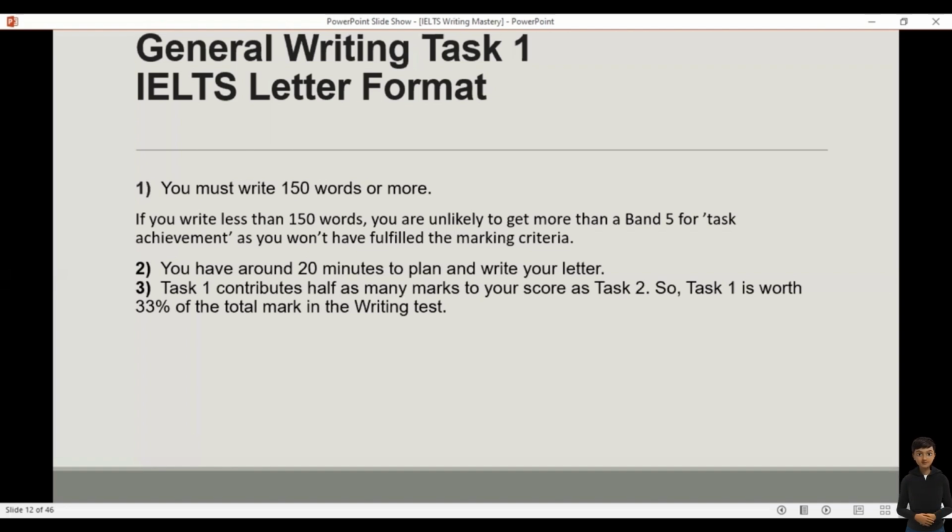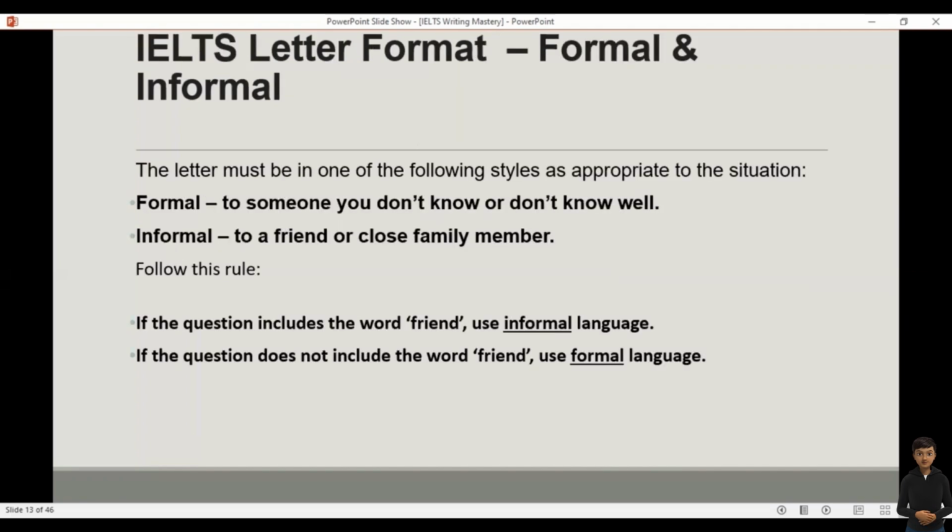If you write less than 150 words, you are unlikely to get more than a band 5 for task achievement, as you won't have fulfilled the marking criteria. You have around 20 minutes to plan and write your letter. Task 1 contributes half as many marks to your score as Task 2. So Task 1 is worth 33% of the total marks in the writing test.